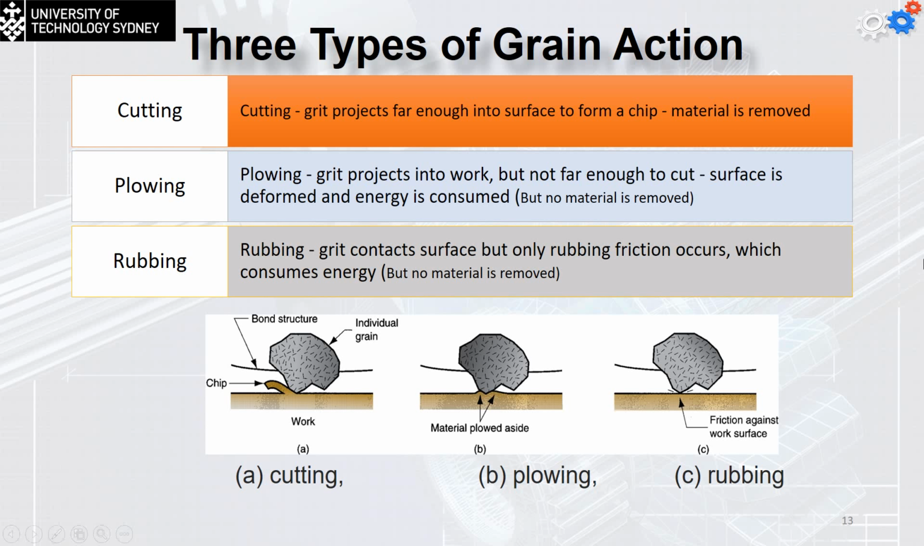So the cutting is the grit projecting far enough into the surface to form a chip. The material is going to be removed. If I'm going to do the plowing process, I'm going to take it a little bit out. So the grit projects into the work, but not far enough to cut. The surface is deformed and the energy is going to be consumed, but actually no material is going to be removed. The rubbing, well, from the name, the grit contacts the surface by only rubbing, so friction occurs, which consumes energy, but no material is going to be removed. We're only going to rub it to reshape it once again. So these are the three types of grain action we can have for the grinding wheel.